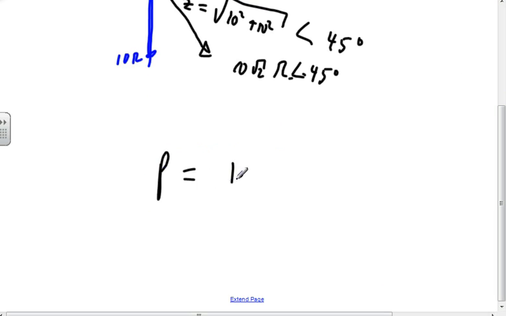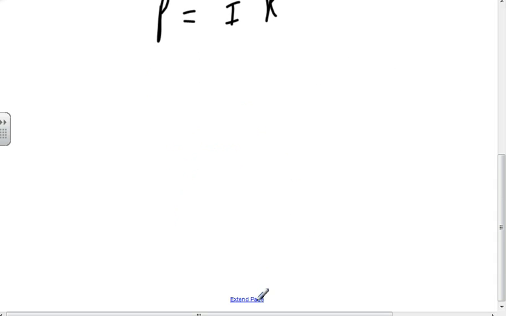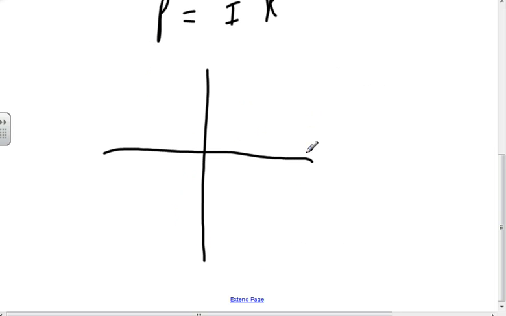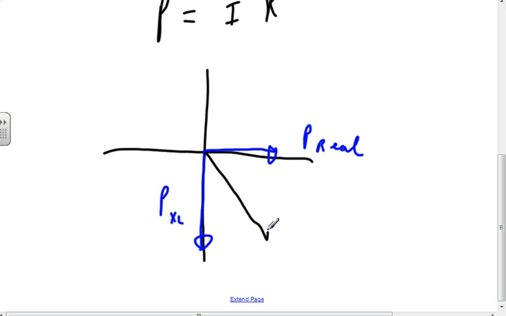Power is I squared R. Okay, so I look at this again, and the circuit's going to have some real power caused by the resistance. Power, real. It's going to have some reactive power. Power, reactive. Am I going the right way? Caused by X of L. It's going to have some apparent power caused by the impedance.